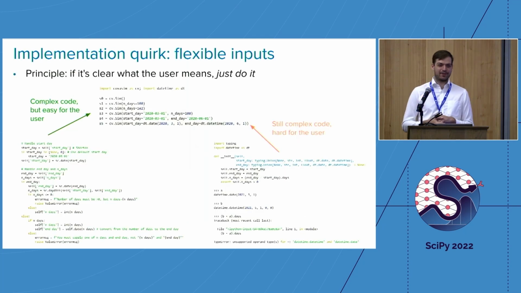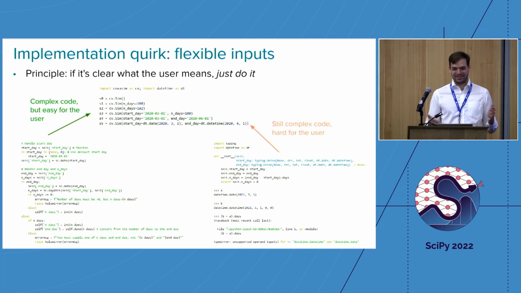I want to talk about a couple of implementation quirks, which I think might be frowned upon by some of the community here, so I'd be curious to have some discussion about this afterwards. I'll just mention two. One is that if there's only one thing the user could mean, just do it. So if the user supplies a date as a string, use it. Datetime, use it. NumPy datetime64, use it. Again, this is prioritizing the user. It does make the code kind of messy, but the code would be messy anyway.